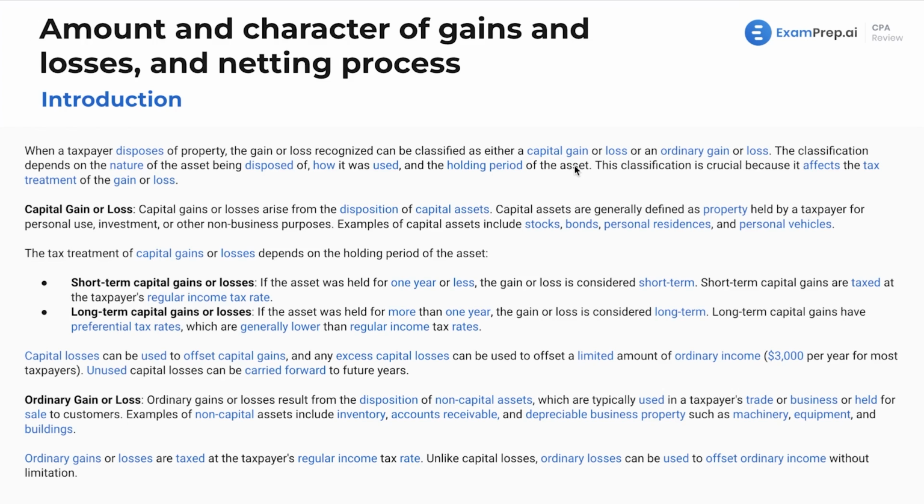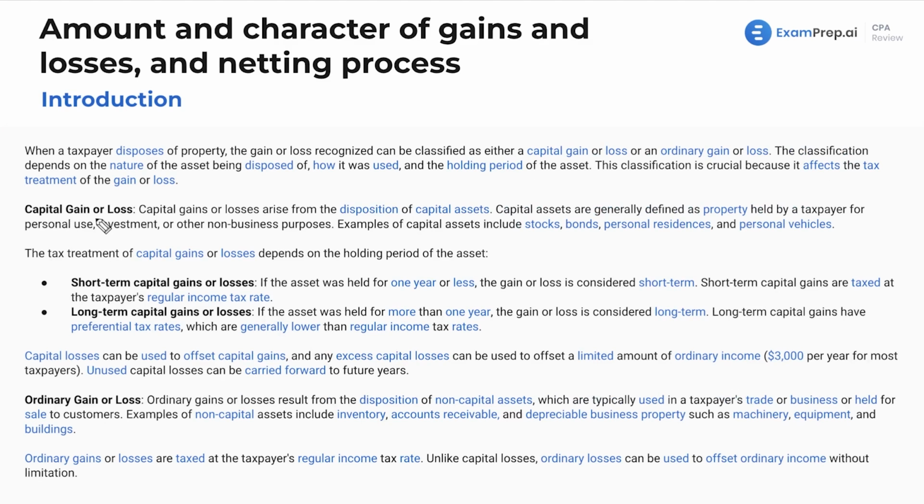We'll see that capital gains and losses have preferential treatment, and as such, the tax rules are going to be strict in not letting you recognize it as capital and making you recognize it as ordinary in some cases. The classification depends on the nature of the asset being disposed of, how it was used, and the holding period of the asset. This classification is going to be crucial because it will, as we'll see, affect the tax treatment of the gain or loss.